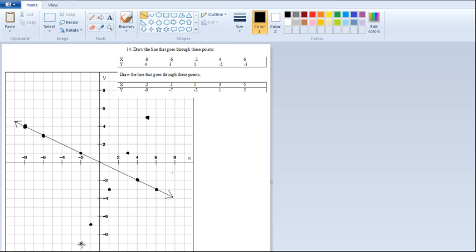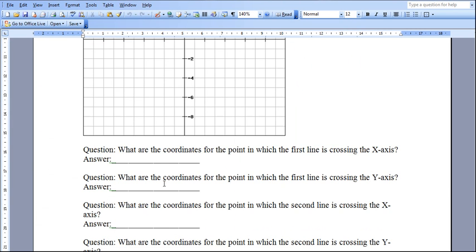Let's draw a line through all these points. Like this, and then past this point, and then the arrows indicating that this is a line that never ends. Okay, now we've done this.